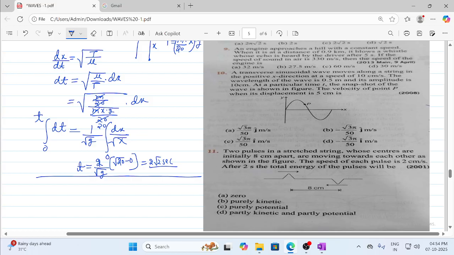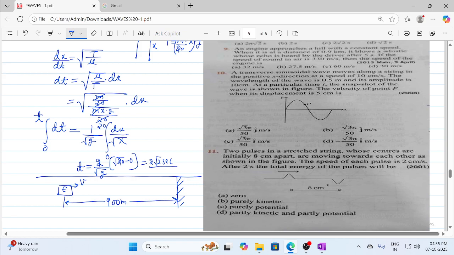You have to find the speed of the engine. So this is the engine. It is moving with some velocity v. It is at a separation of 900 meters. Now in this case, it is at 900 meters, then it blows a whistle whose echo is heard by the driver after 5 seconds.